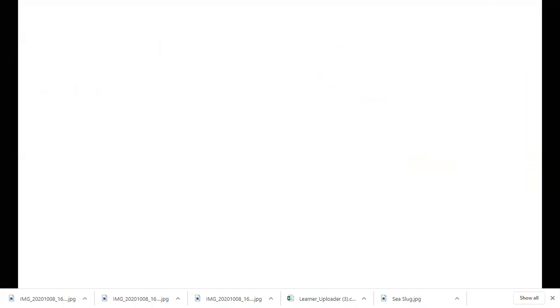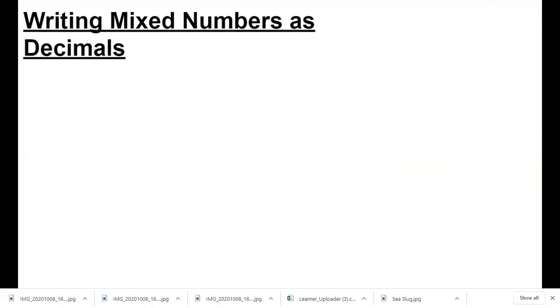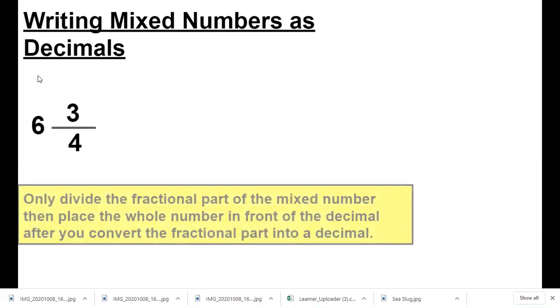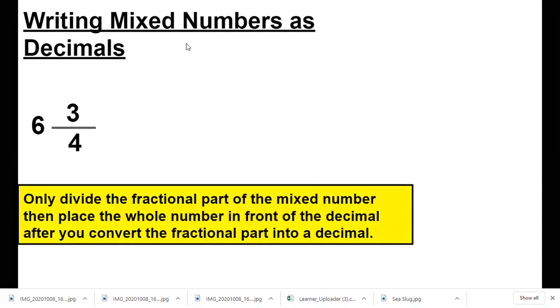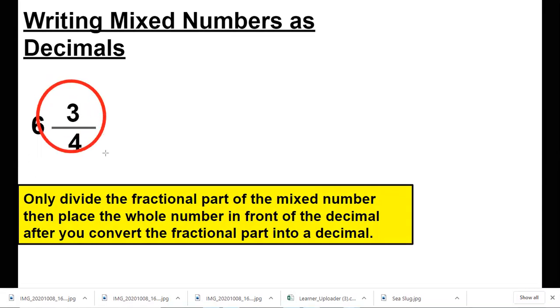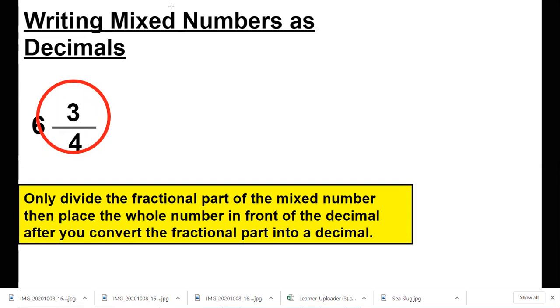Welcome back. Let's keep going. Now we're going to divide mixed numbers into decimals, or we're going to write mixed numbers as decimals. Almost the same thing. 6 3/4, we want to write that as a decimal. So you only need to divide the fractional part when you are converting a mixed number into a decimal. Just don't forget to put the 6, the whole number, in front of whatever decimal you get when you divide. If you forget to do that, your answer will be wrong.